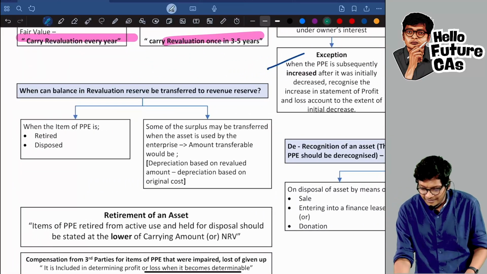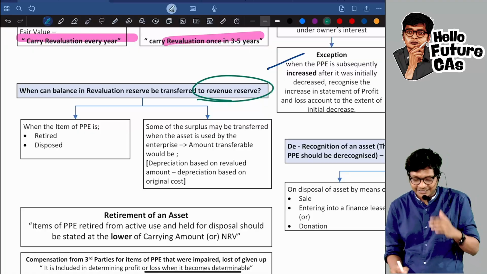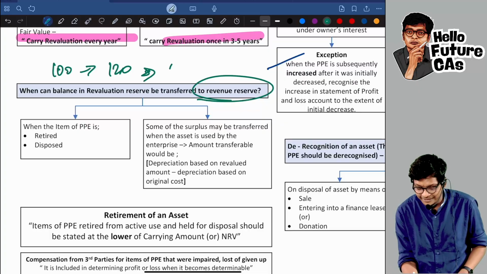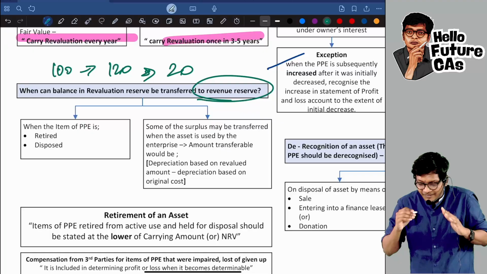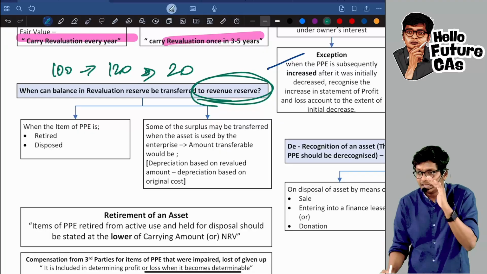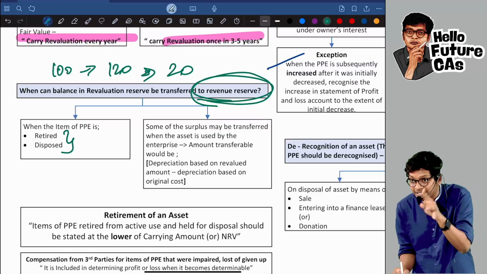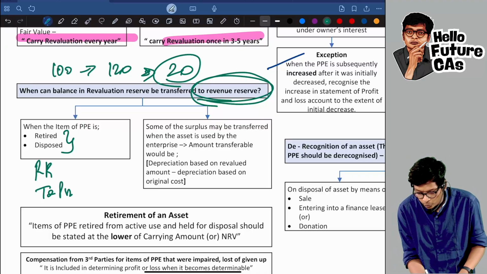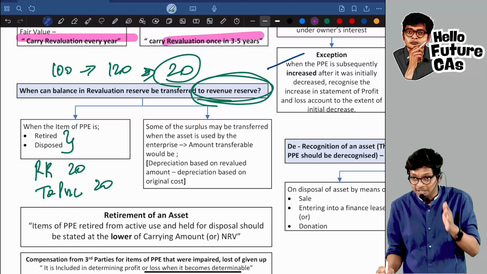Now coming to revaluation, what will I do with the balance in revaluation reserve? Let's say a 100 rupee asset is revalued to 120, guys. What is my gain in revaluation? 20. This balance will remain in revaluation reserve. When will I transfer to revenue reserve, when will I transfer to P&L, is the question. When the asset is sold or disposed, then the 20 from revaluation reserve will go to P&L. Are you following, guys? Or during the life of the asset.